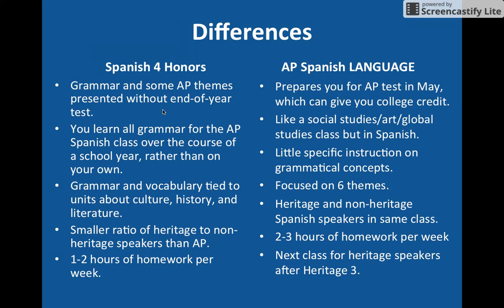As well, there are heritage and non-heritage Spanish speakers in the same class. In Spanish 4 Honors, the ratio of heritage and non-heritage speakers is smaller than in AP. And in AP, we have about 2 to 3 hours of homework per week. In Spanish 4 Honors, there's 1 to 2 hours of homework per week. AP, as well as the next class for heritage speakers after taking Heritage 3.